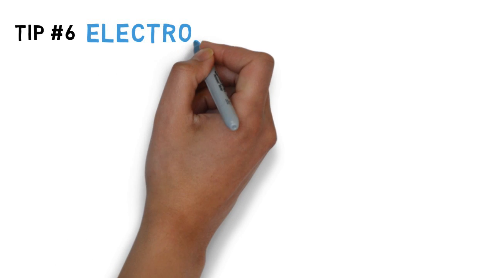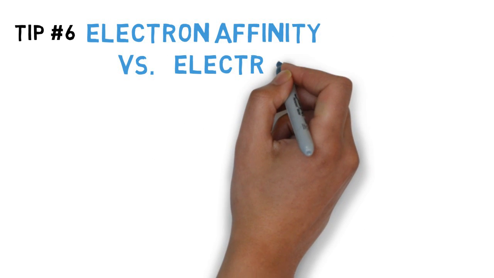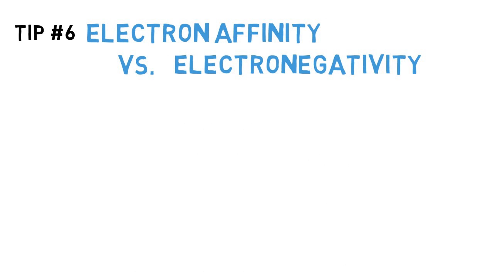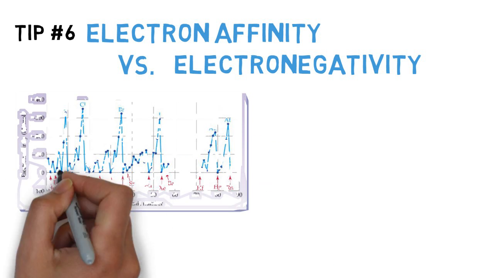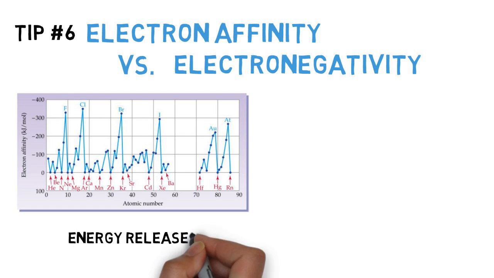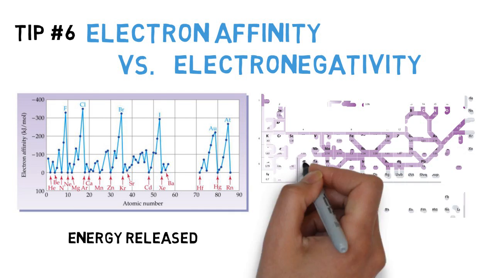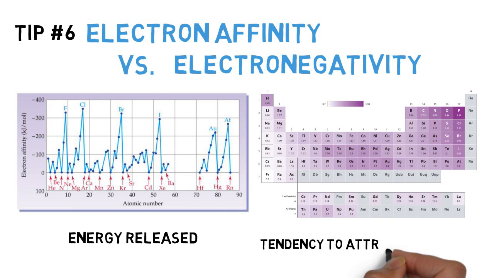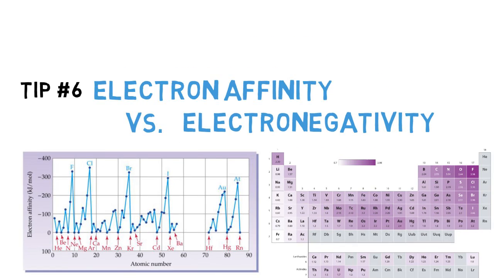Tip number 6. So what is the difference between electron affinity and electronegativity? While the two follow the same trends, they are indeed different. Electron affinity is the amount of energy released when an electron is added to an atom, while electronegativity is a measure of an element's tendency to attract electrons, indicated by a value on the Linus Pauling electronegativity scale.